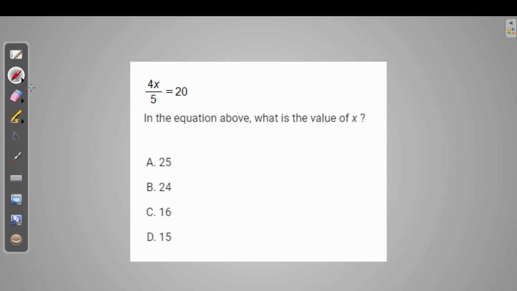In this easy problem, it's 4x divided by 5 is equal to 20. We have to find x here. This is pretty easy, just cross multiply. So 4x divided by 5 is equal to 20, cross multiply. It's 100 equals 4x, divide by 4 in each part, and 25 is equal to x. So it's A for this one.